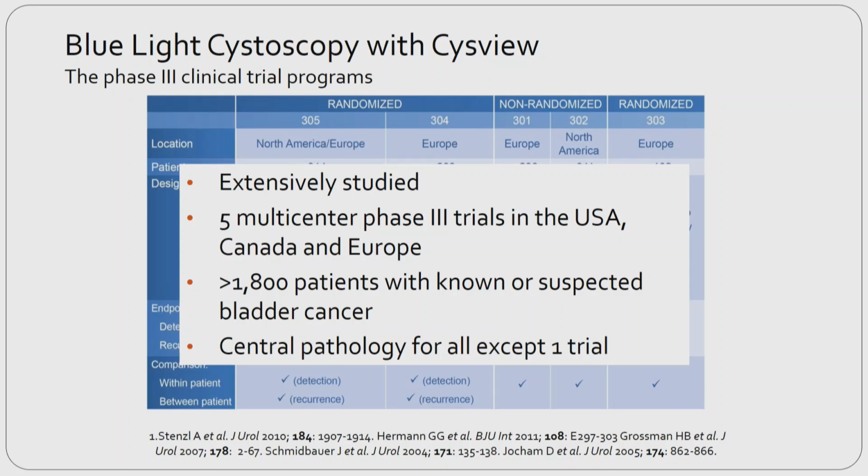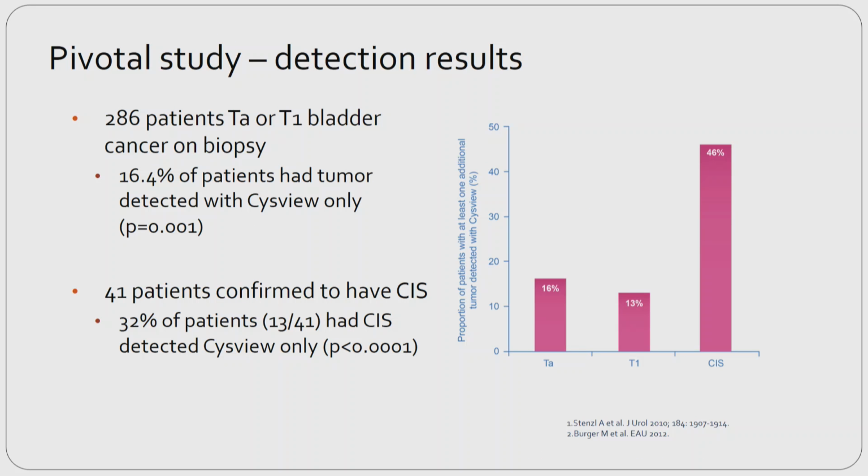And all of these trials use central pathology. So that confounder was taken away. And other than one single trial, all of these trials use central pathology. The bottom line is from the pivotal study, which was a study performed in the United States that got Cysview approved here by the FDA. In this study of 286 patients, TA or T1 bladder cancer is detected on biopsy.